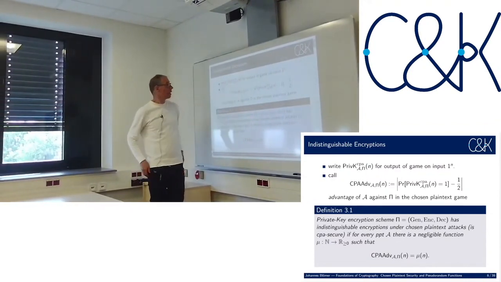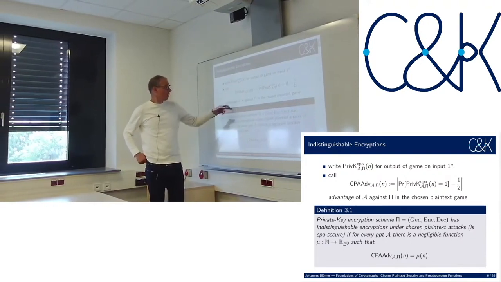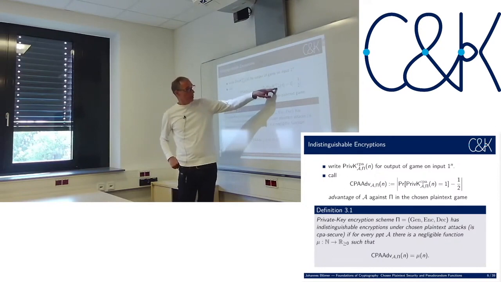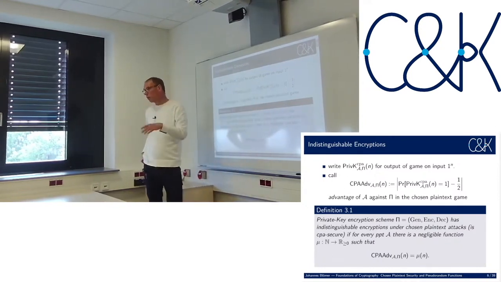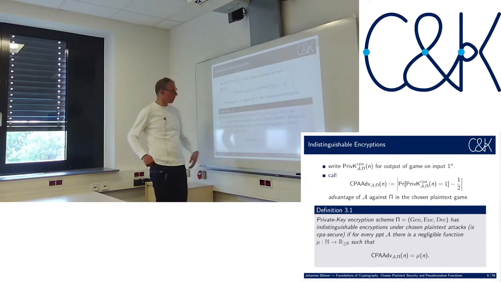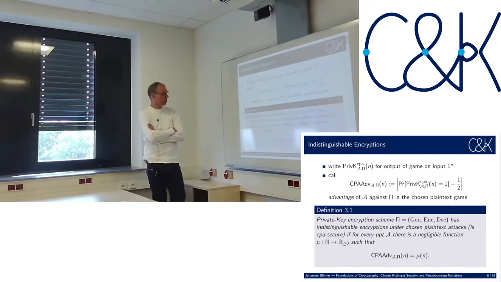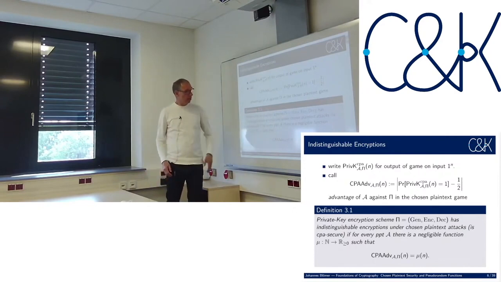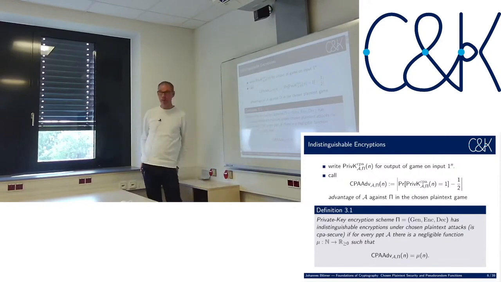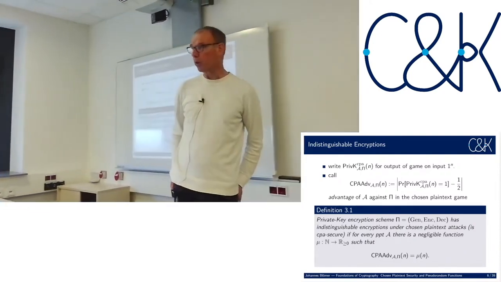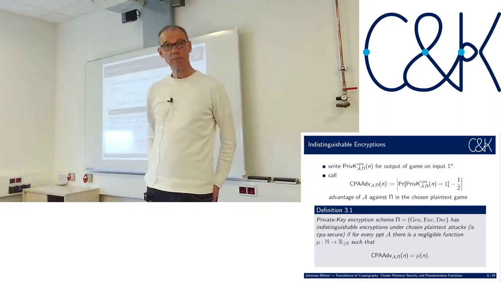The rest is the same for the output of the game, and we call the chosen plaintext advantage, or the advantage against pi of A in the chosen plaintext game, the probability that this is 1 minus 1/2, absolute values as usual, and so on. And then we have our usual definition, namely private key encryption scheme pi has indistinguishable encryptions under chosen plaintext attacks, or is CPA secure if for every probabilistic polynomial time algorithm A, there exists a negligible function mu such that the CPA advantage of A against pi is bounded by mu of n.